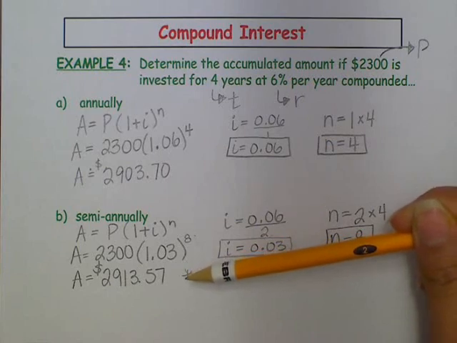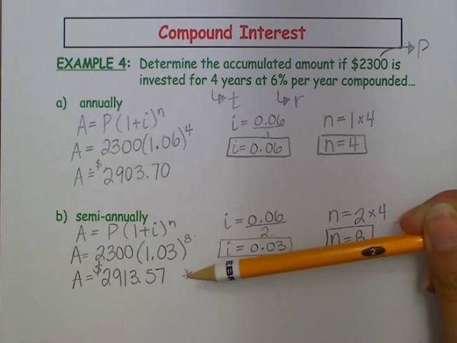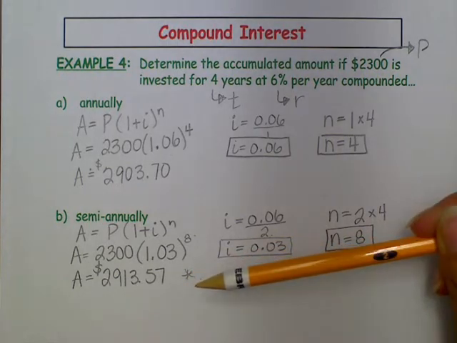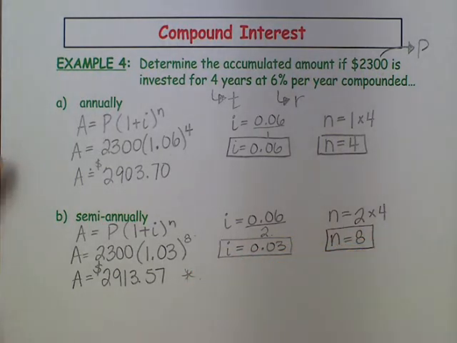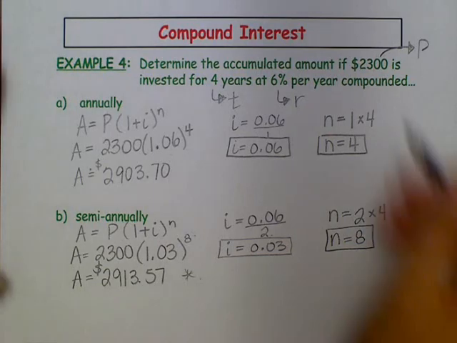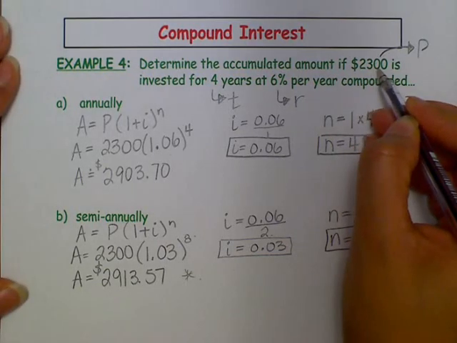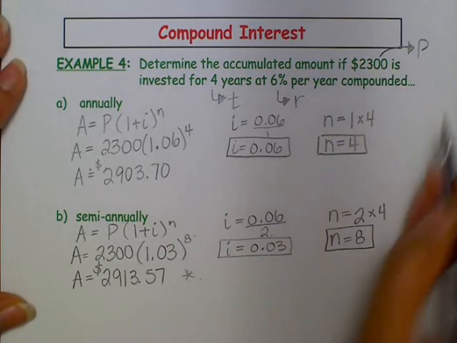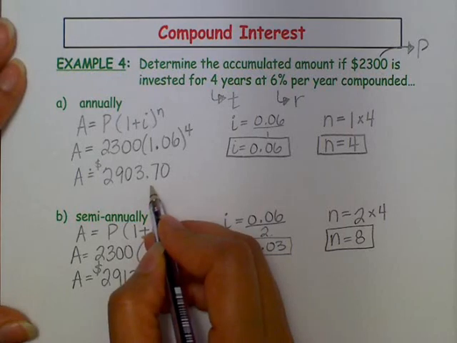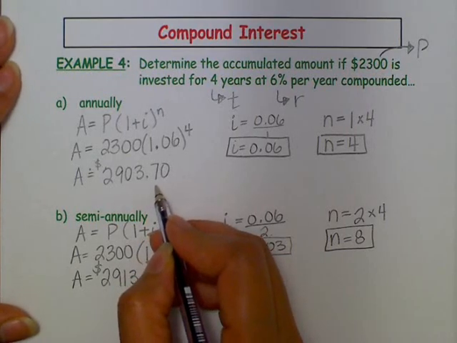So let's say we wanted to figure out how much interest you earned in total over the span of 4 years. To figure that out, you'll notice that the amount of money that was invested, the amount that we put in the account and left in there over a span of 4 years, was $2,300. That's the only amount of money that was invested. The amount of money that you have at the end of the 4 years is $2,903.70.